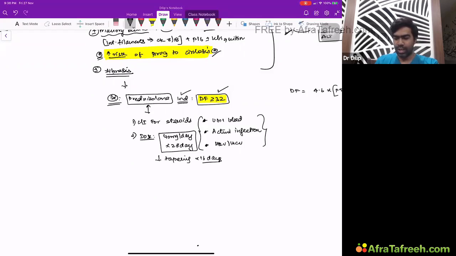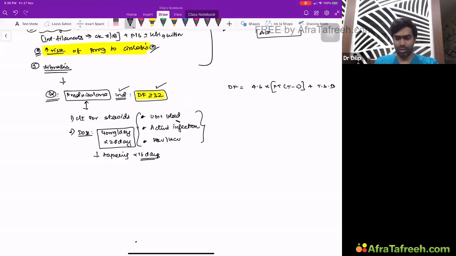Over 16 days, you will taper. So for 28 days minimum, you have to give 40 milligram. Then over 16 days, we need to taper. Suppose the patient shows a poor response. When you start with steroids, you cannot be sure that you will give them for 28 days. So you need to assess the response at 1 week. After 1 week of giving steroids, you have to assess the response.